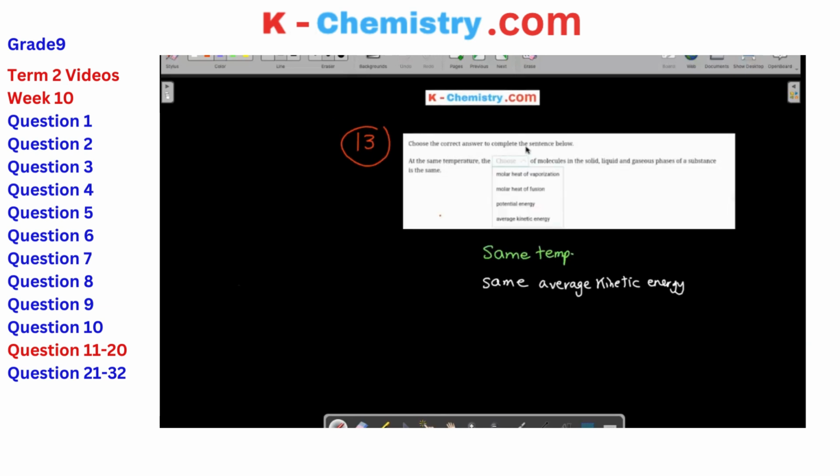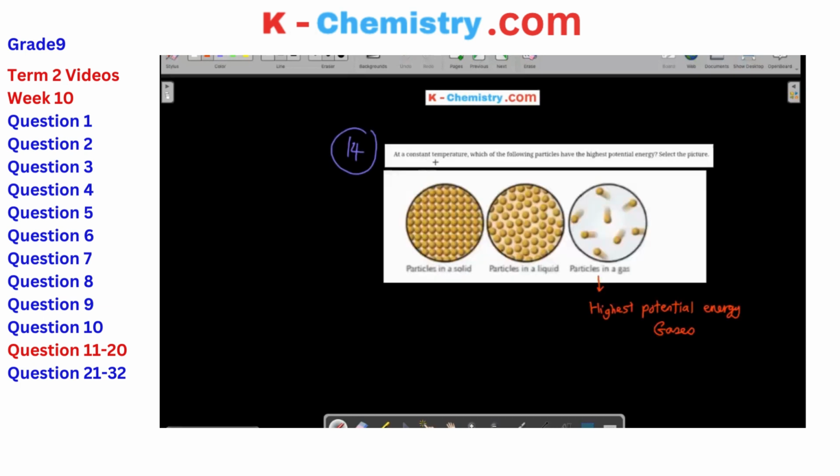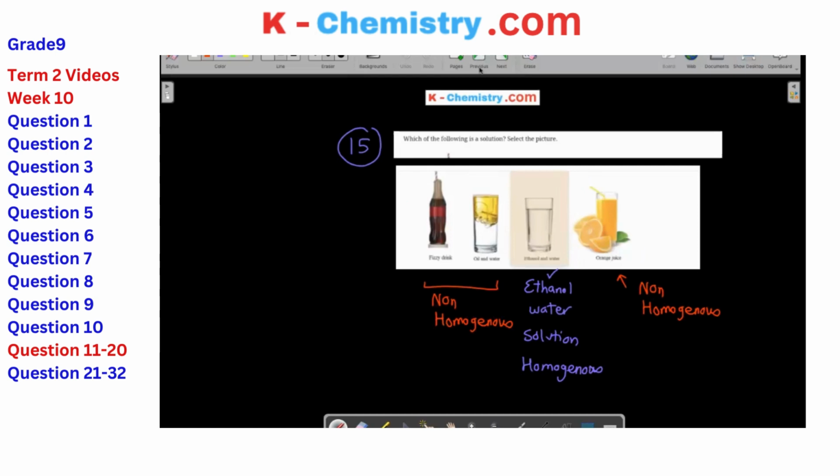Choose the correct answer to complete the sentence. At the same temperature, the average kinetic energy of molecules in the solid, liquid, and gaseous phases of the substance is the same. The average kinetic energy at the same temperature is the same. At constant temperature, which of the following particles have the highest potential energy? Of course, the gases have the highest potential energy, then the liquids, and liquid is more than solids.